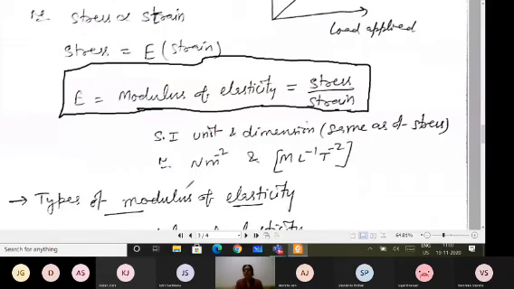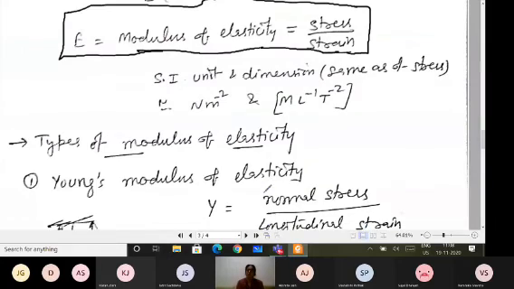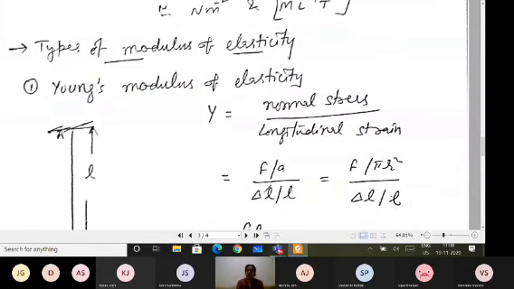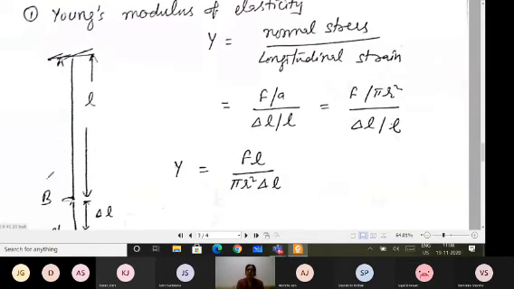Depending upon what type of stress I am giving and what type of strain is getting produced, I have three types of modulus. Like if I have a wire of length L, and I apply a force that changes the length by an extension delta L, then this force is acting normally. So I may write Young's modulus of elasticity. In place of E, I simply write Y for Young's modulus, which equals the normal stress to the longitudinal strain.